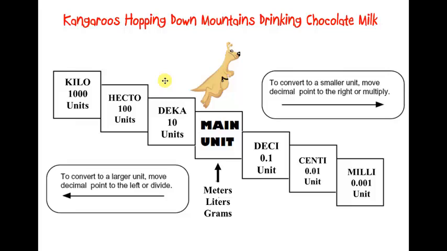Kangaroos hopping down mountains, drinking chocolate milk. Let's break that down. So kangaroos, starting with a K, is to help you remember kilo. Hopping is for hecto. Deca, that goes with the down. Mountains is to help you remember your main unit goes in the middle there. And then drinking chocolate milk, D, C, and M are for deci, centi, and milli. So this is to help you know how to move that decimal point. Let's take a look at an example.